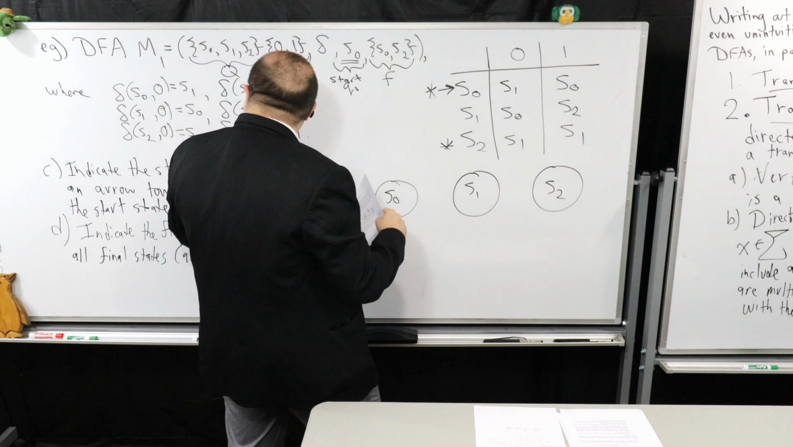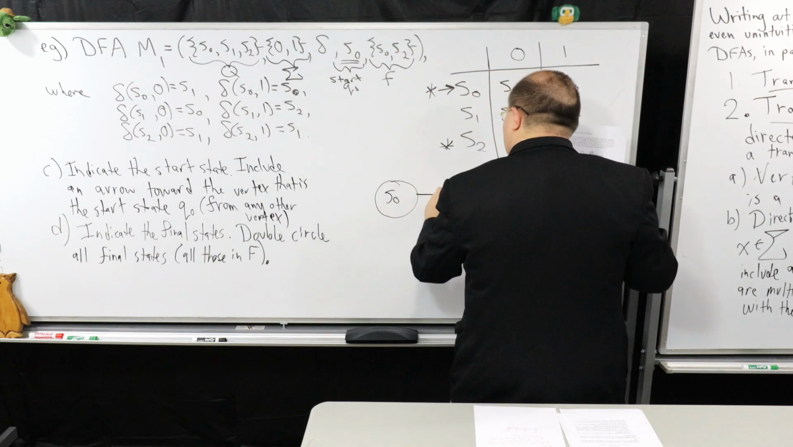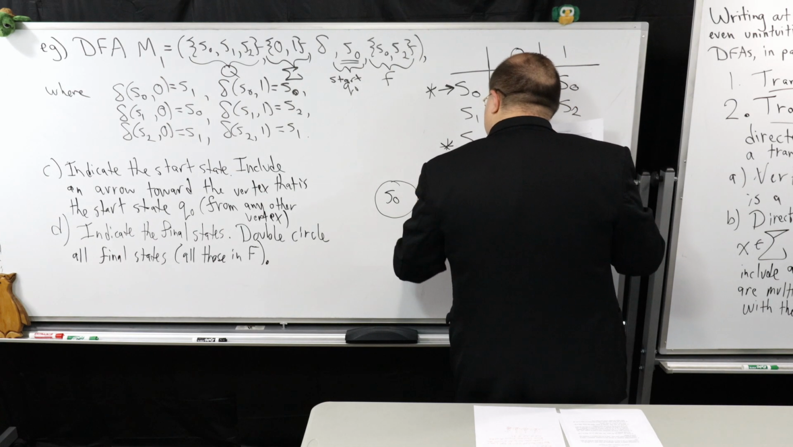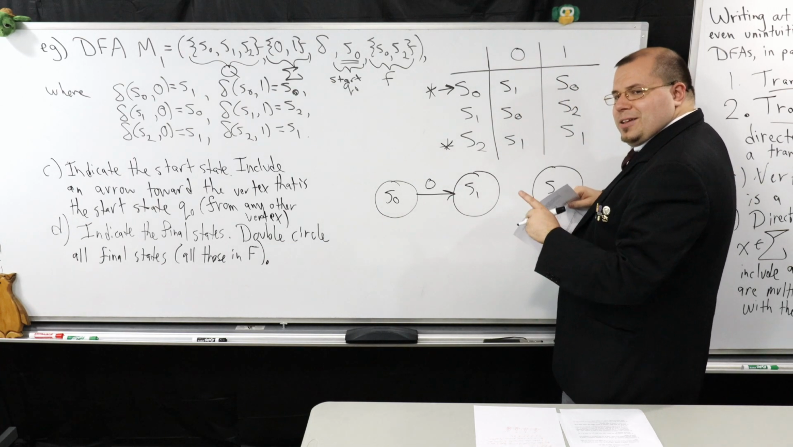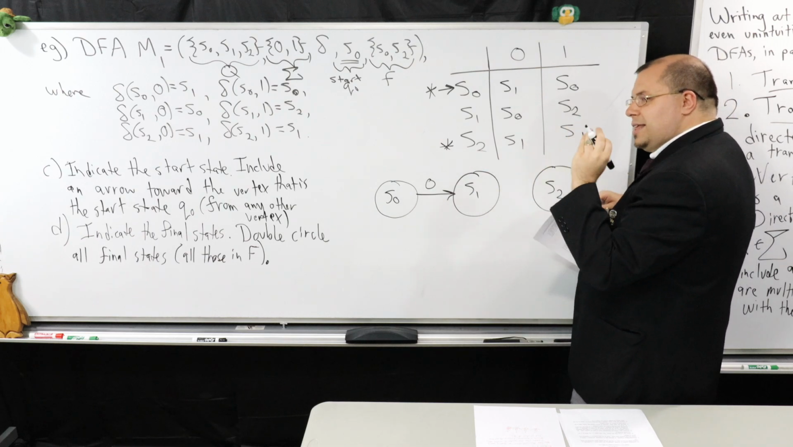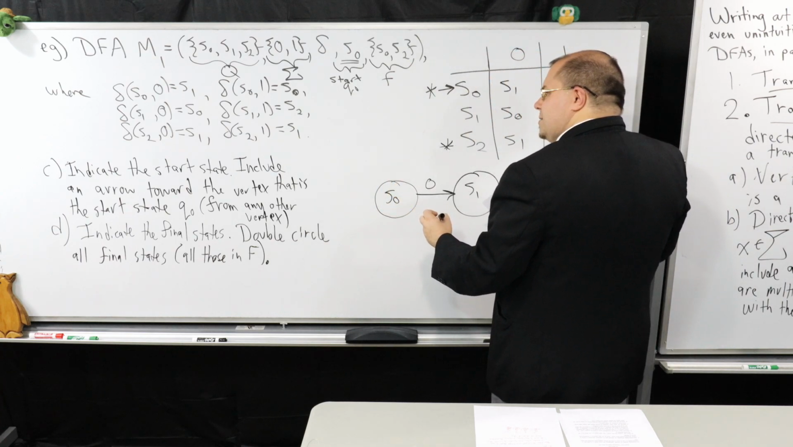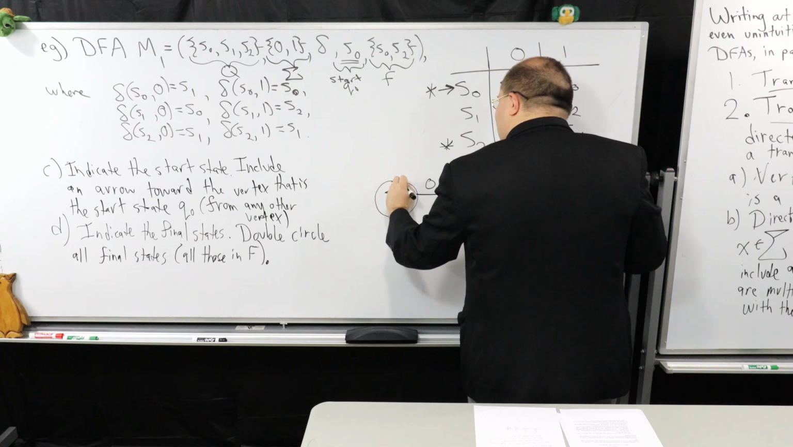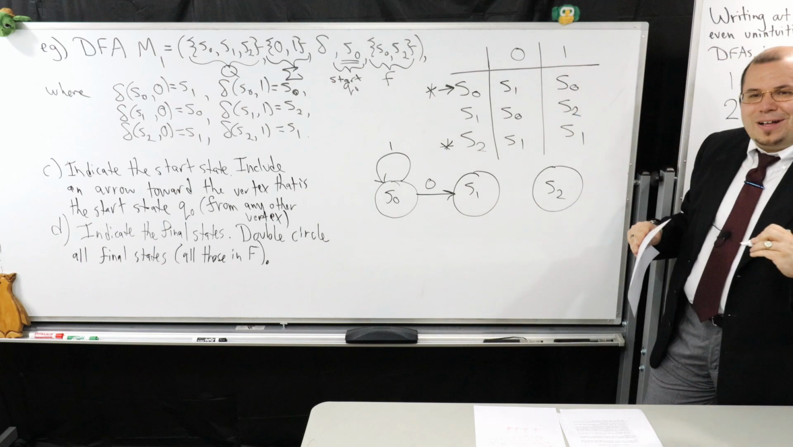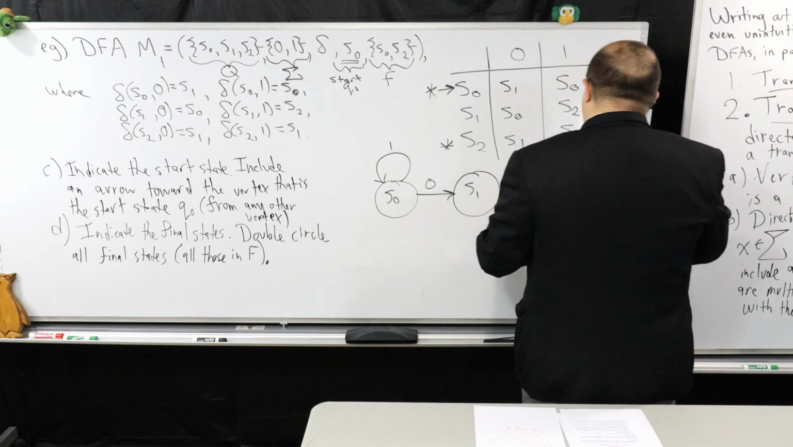So let me see. For S0, when I read in a 0, it tells me to go to S1, right? So I'm just going to draw an arc, and I'm going to label it with the symbol that takes me there. So I would read a 0, right? Am I clear, everybody? All I'm doing is drawing an arc from one state to the other if it could transition on that symbol. Okay, so how about 1? What should I do with 1? Well, 1 here is S0, right? So I draw a loop and label it with a 1. That's the symbol I use to transition from S0 back to S0. It didn't really go anywhere.